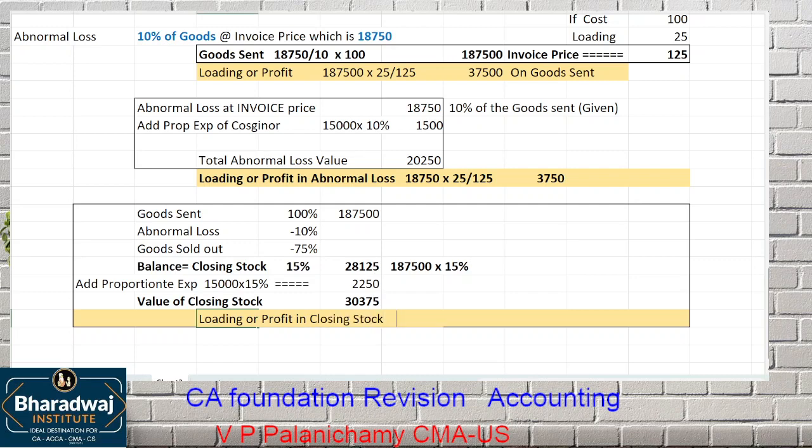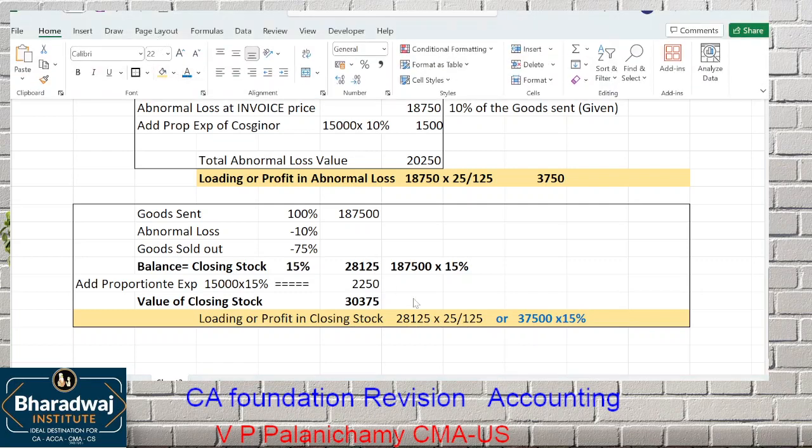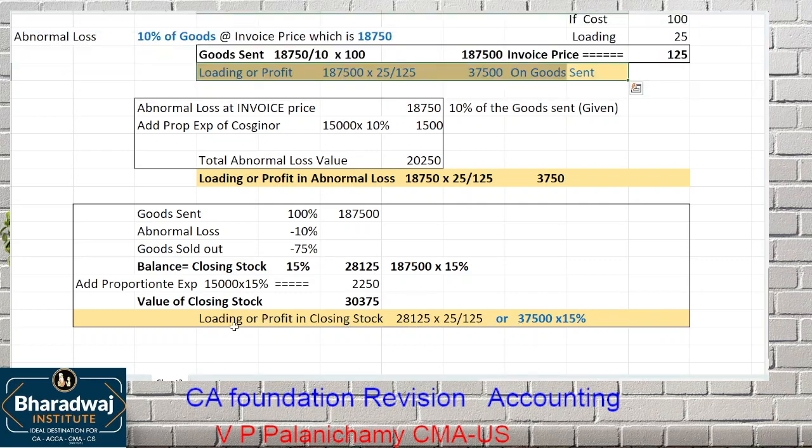It can be done in two styles. You can put 28,125 into 25 by 125. Or what is the total profit? You can put 37,500 into 15%. What is the total profit on goods sent? 37,500 into how much? 15% of closing stock. Either way you can work out, you will get the same answer.